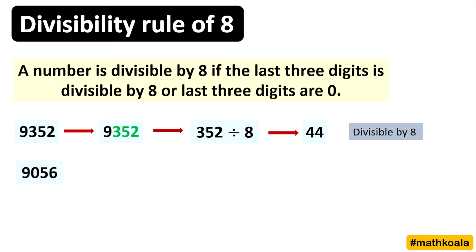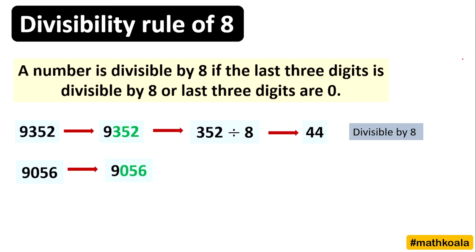Next number is 9056. Let's divide this number by 8. 8 times 1 is 8. 9 minus 8 is 1. 10. 8 times 1 is 8. 10 minus 8 is 2. 25. 8 times 3 is 24. 25 minus 24 is 1. 16. 8 times 2 is 16. 16 minus 16 is 0. So, 9056 is divisible by 8 without a remainder.